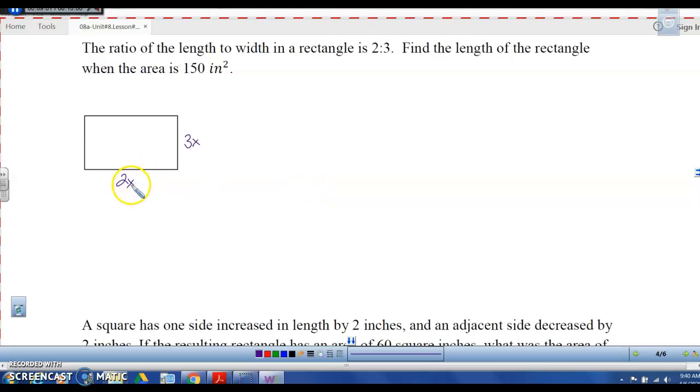All right, so 2x and 3x are the length and the width. Area is length times width, so that means 2x times 3x is going to equal 150. Okay, so 2x times 3x, make sure you multiply carefully. 2x times 3x is 6x squared. Area is length times width equals 150. All right, now this is a quadratic, so I want it equal to 0, so I'm going to minus the 150.